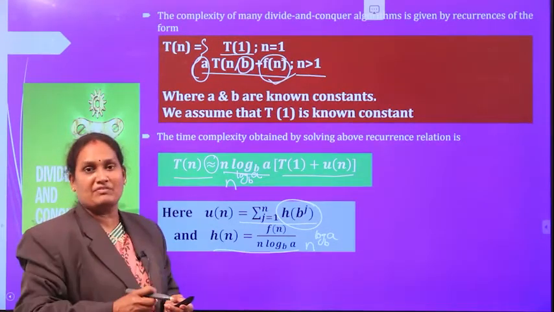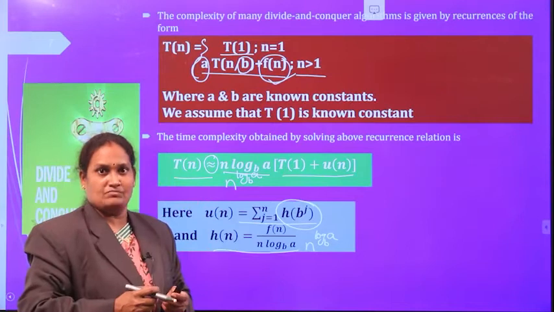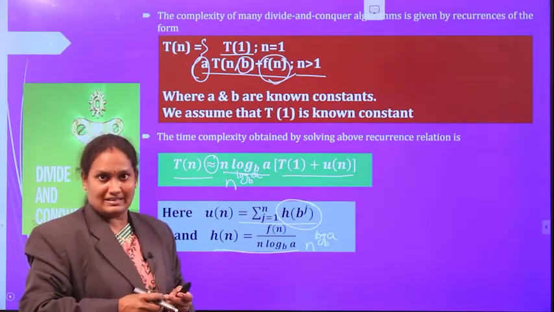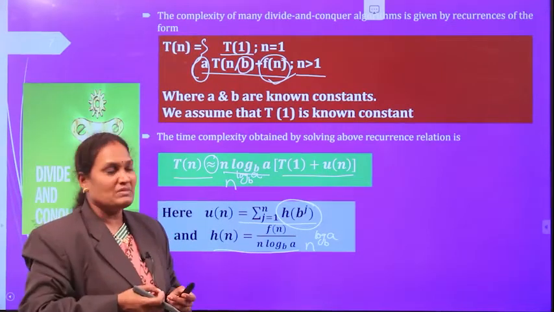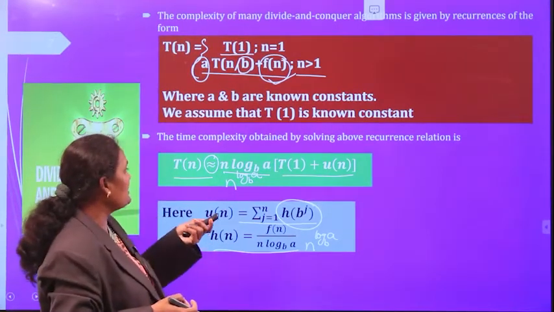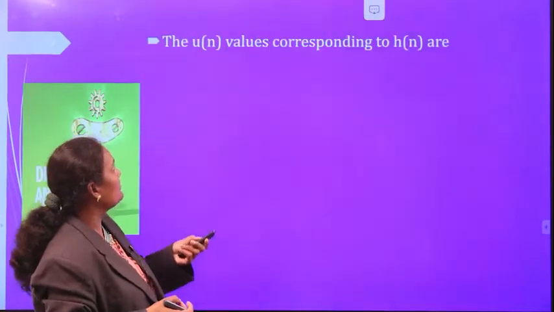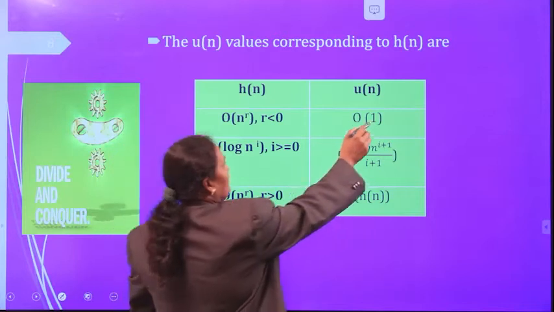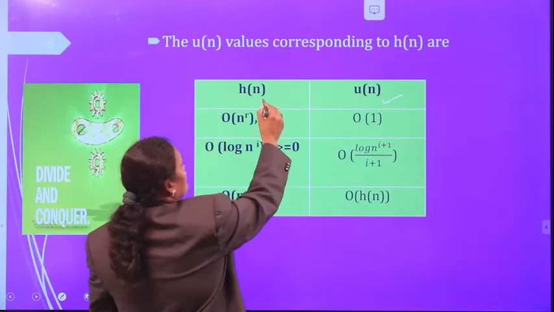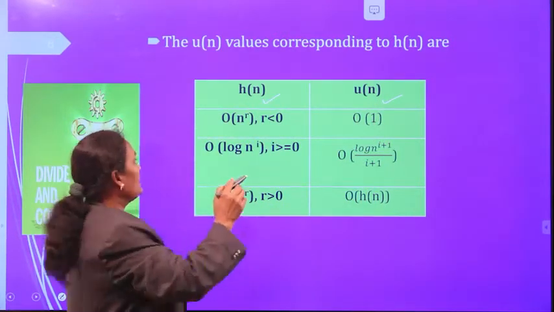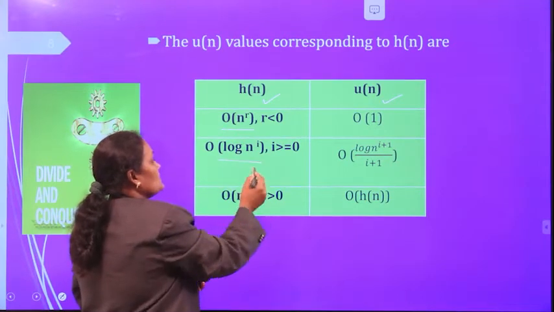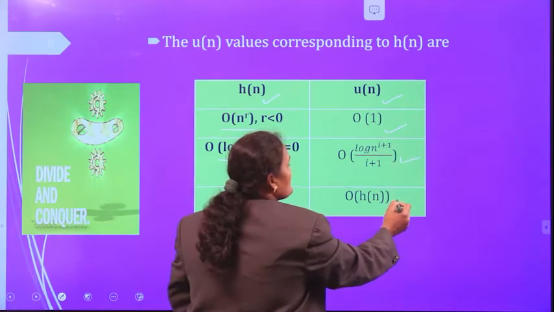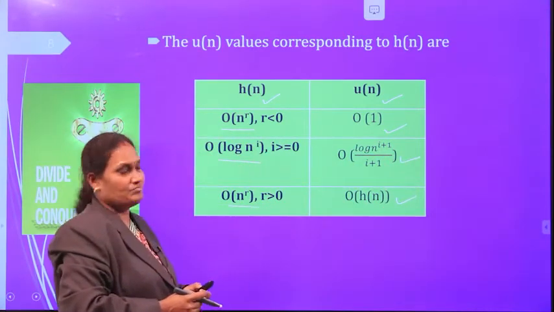So to simplify all this process, to get the time complexity of all the divide and conquer algorithms in a simplified way, I have represented the corresponding values of u of n for h of n here. These are the values of u of n and these are the values of h of n. We are going to find h of n values, and for the h of n values, the corresponding u of n values are represented here. Let us see.